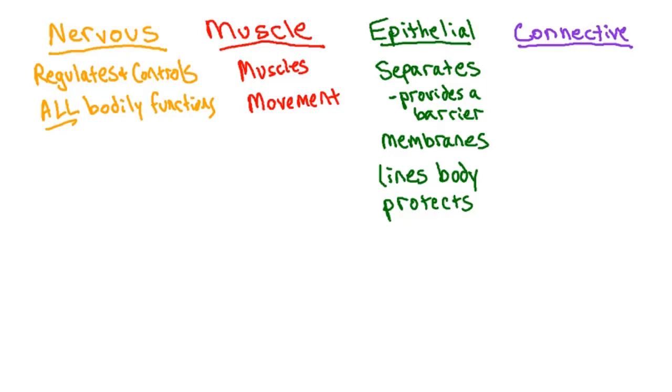Your connective tissue is the most abundant in your whole body. It makes up the form. It forms the substance.